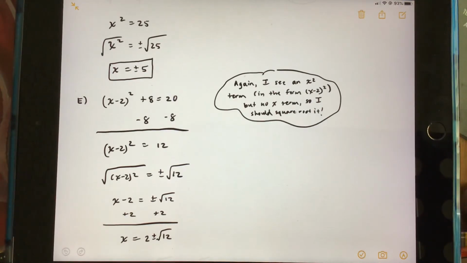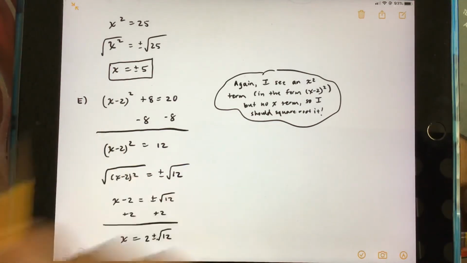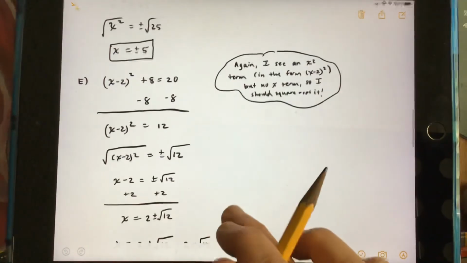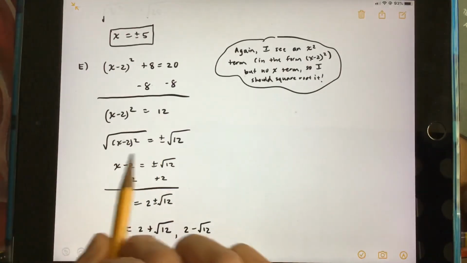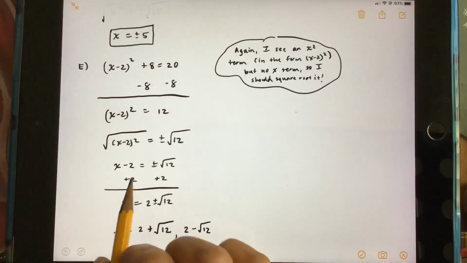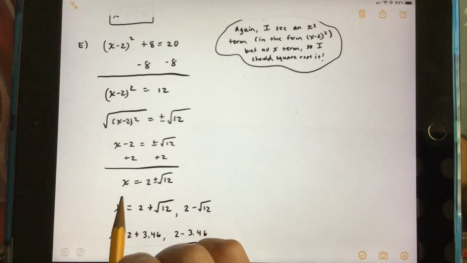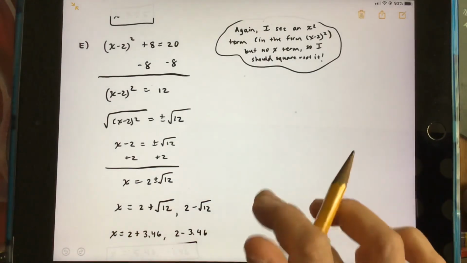And so I'm going to use taking the square root again to solve this quadratic equation. I want to isolate my squared term and then take the square root. So I'm going to subtract 8 on both sides as a first step. And that gives me x minus 2 quantity squared is 12. Take the square root of both sides. Get x minus 2 is equal to positive or negative root 12. Add 2 to both sides, and here's our value of x. It is 2 plus or minus the square root of 12.